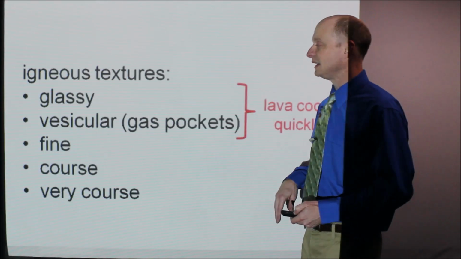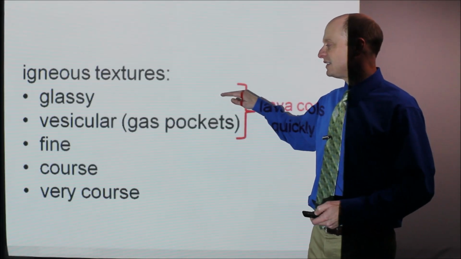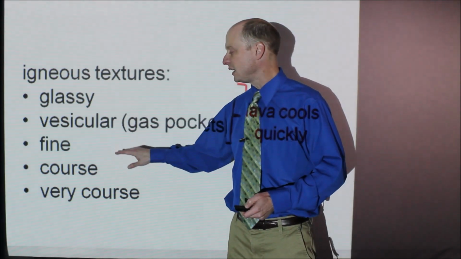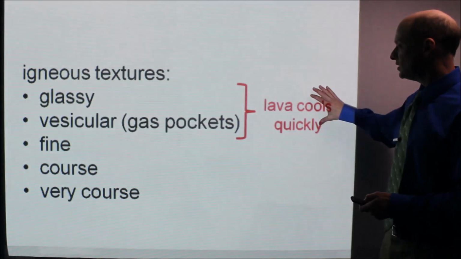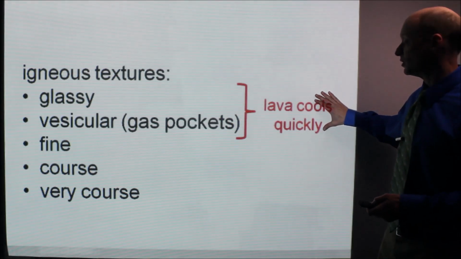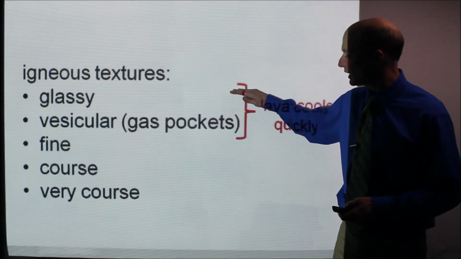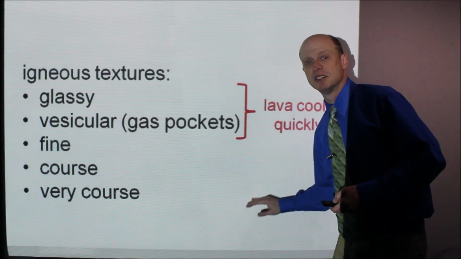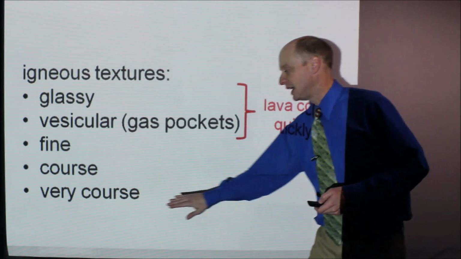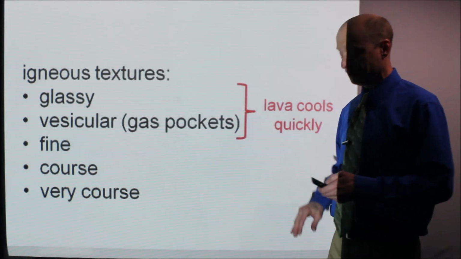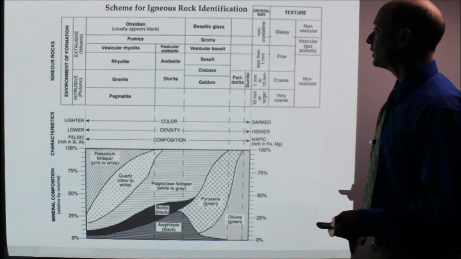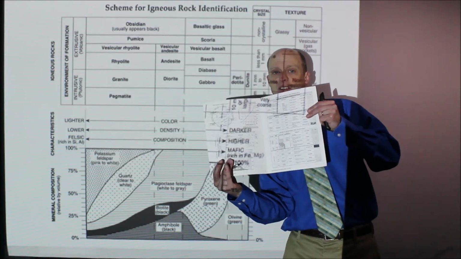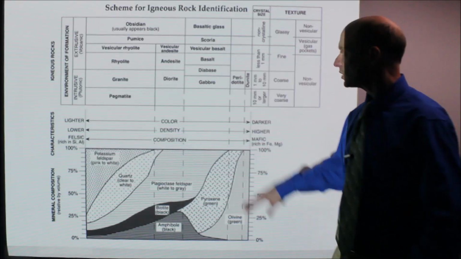So here are some igneous textures. Glassy, vesicular texture, which has gas pockets, and then fine, coarse, and very coarse. These here are lava on the surface that cool quickly. As we go down here, it takes longer and longer to cool. And now it can be in the thousands of years for rocks down in the very coarse to cool. So let's look at the chart. This is on page 6 of the reference table, the igneous rock chart here.